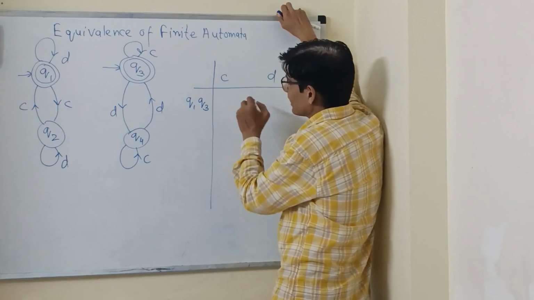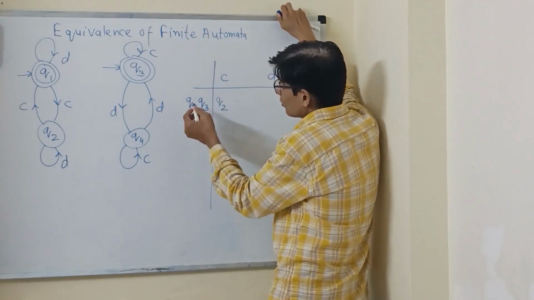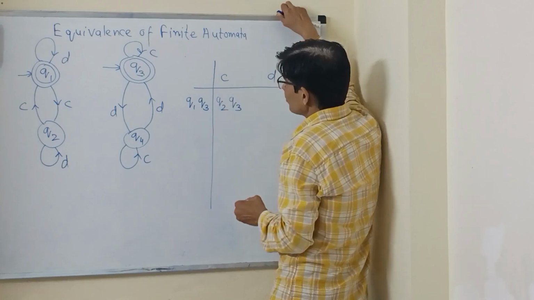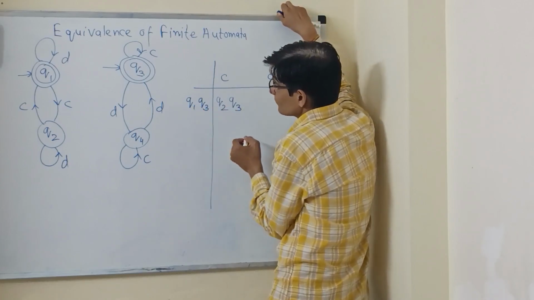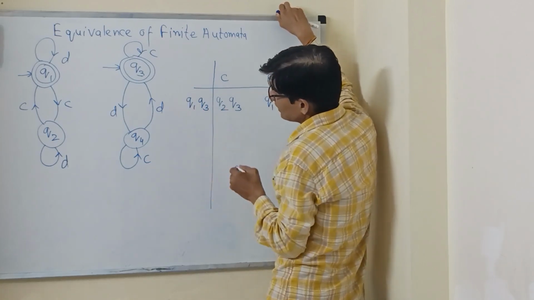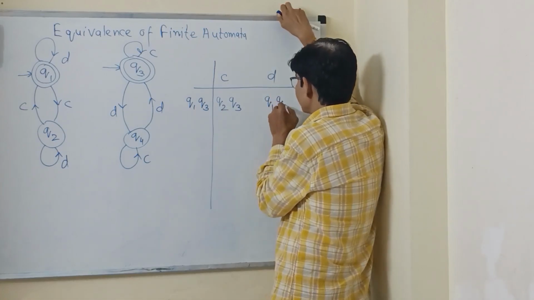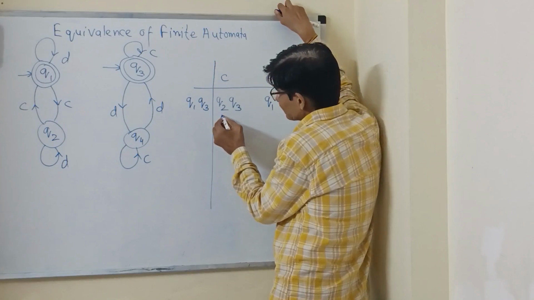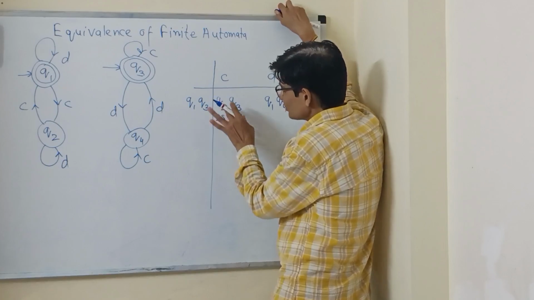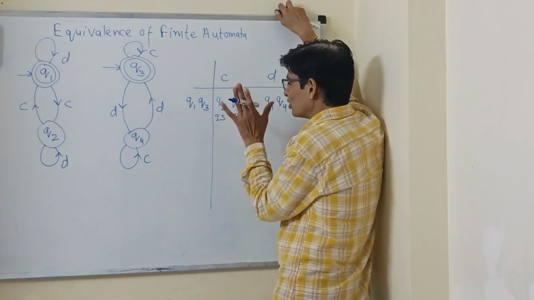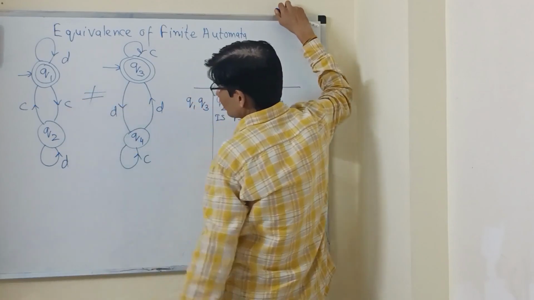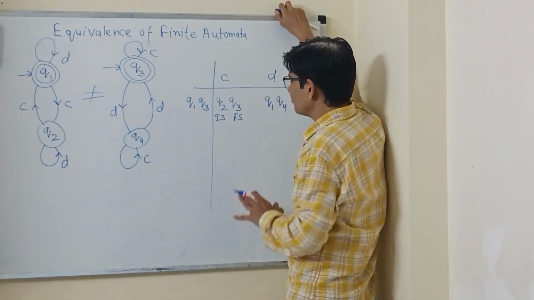So on Q1, if we are applying C, so we are getting to Q2. And on Q3, if we are applying C, so we are getting to Q3 itself. Now on Q1, if we are applying D, so we are on Q1 itself. And on Q3, if we are applying D, so we are going to Q4. Now you can see, friends, this is an intermediate state and this is a final state. So no need to check it further because we have got one invalid pair. So we can declare these are not equal. But I will completely make this table.